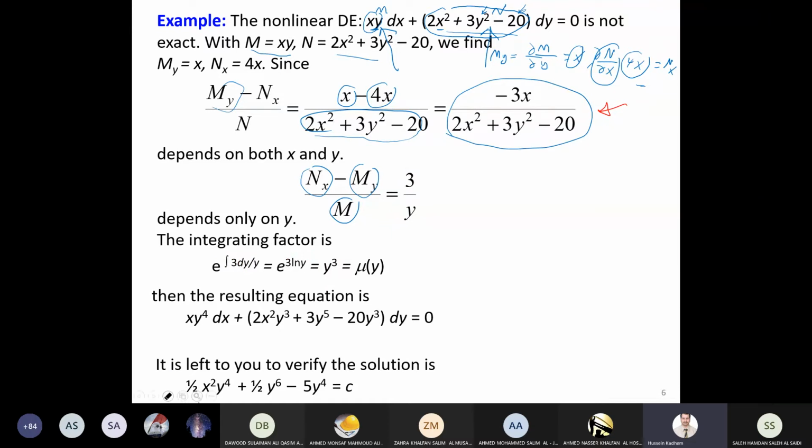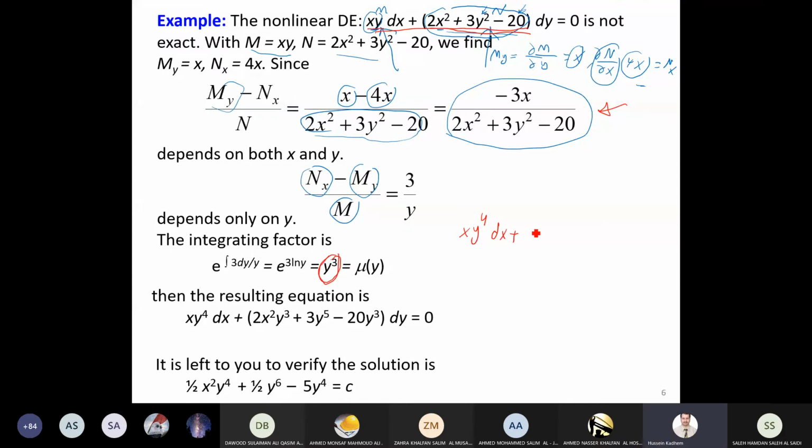Have a look. Now this is the original function. I will multiply the whole function by y to the power 3. So y to the power 3 times my to the power 3 y, sorry, it will be x y to the power 4 dx plus y to the power 3. I multiply it by the whole expression here.